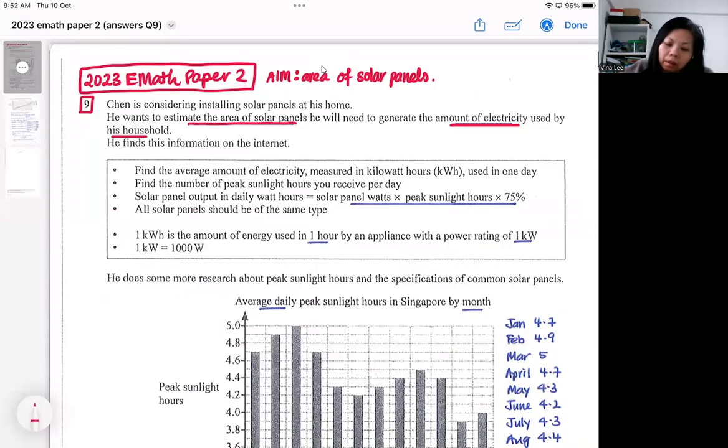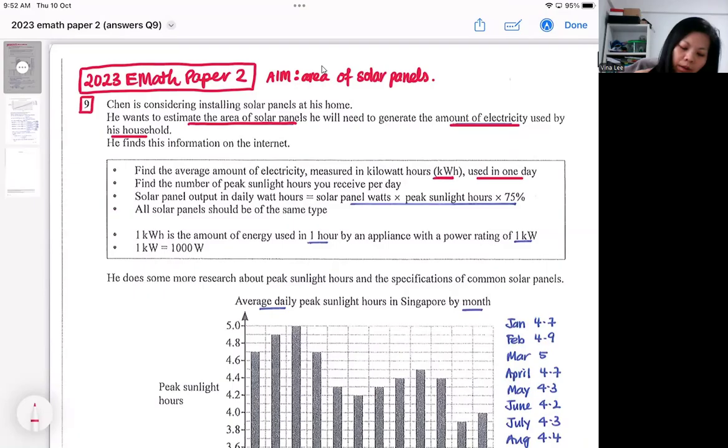Okay, and then the information is what he finds on the internet. You actually need to know the average amount of electricity that you will use in one day. If you have no idea how much you are using, then you won't know how much is enough for you. So you need to know the average amount of electricity that you use, and the measurement is kilowatt.